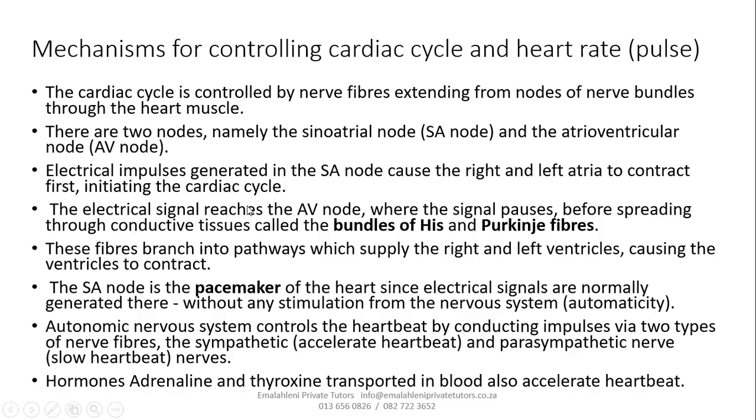Then the electrical signal reaches the atrioventricular node, the AV node, where the signal pauses before spreading through conductive tissues called the bundle of His and the Purkinje fibers. These spread the signal toward the ventricles so that they can also contract, isn't it?